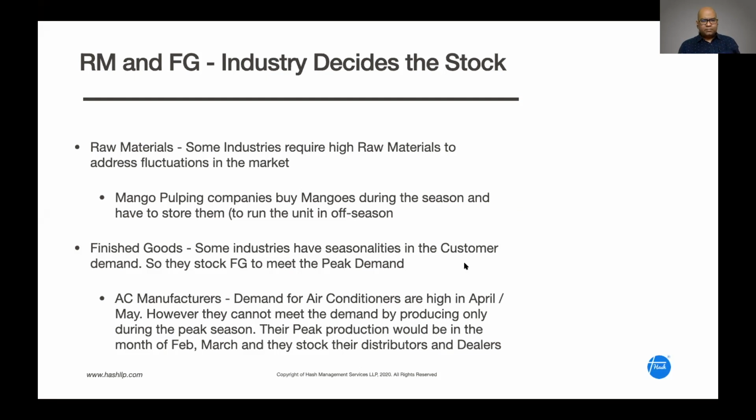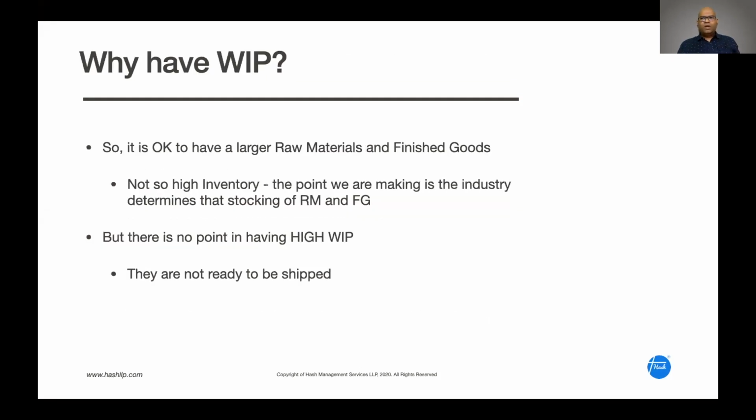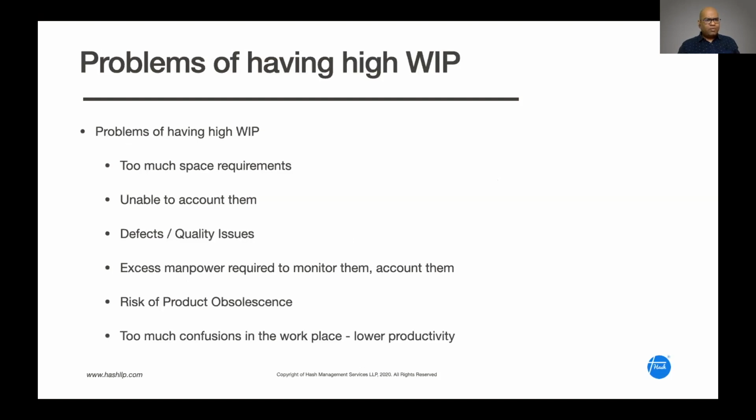But let us come to the WIP. What is the point of having a lot of work in progress? These are not finished goods, so they are not ready to be shipped. These are all materials in between the process. Why should we have a lot of WIP? WIP can be reduced, no? There is no point in having high WIP. There are so many problems with having high WIP.